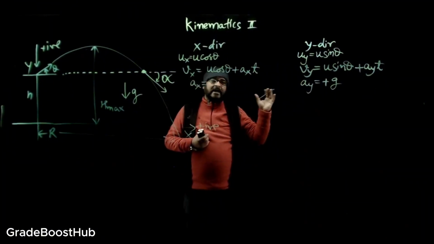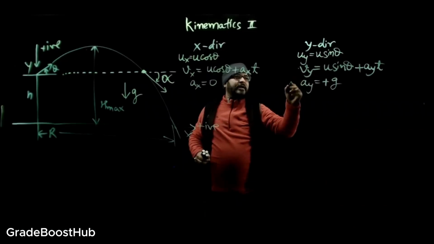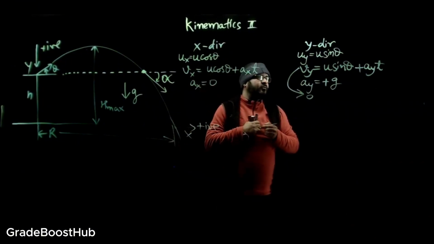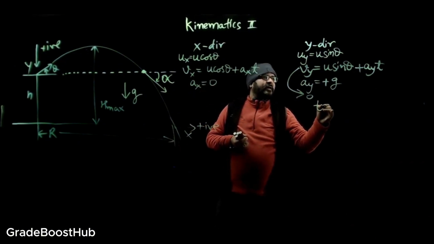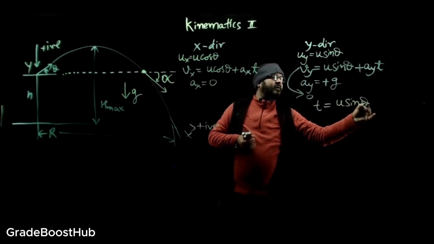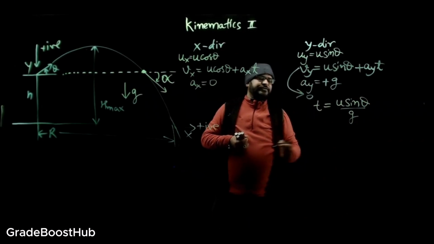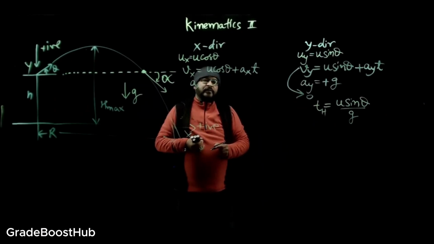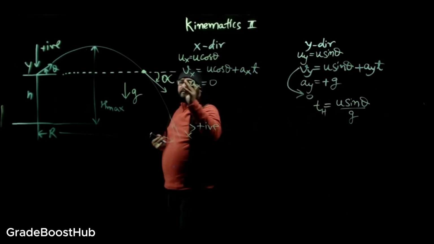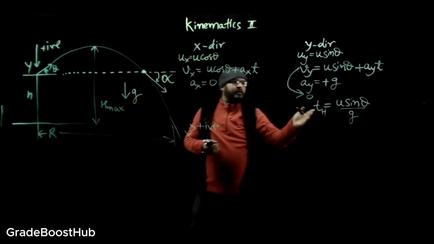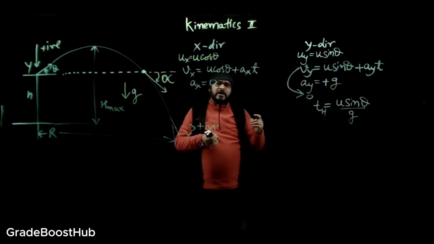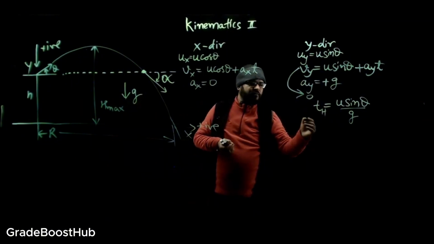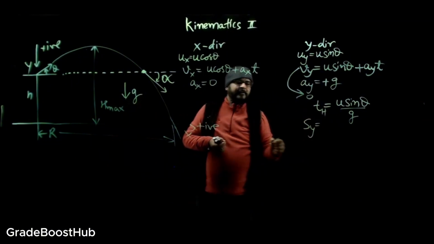Right. Now what happens for the h max? At the h max, my Vy is going to 0. When my Vy is 0, I know the time is given by u sine theta upon ay, which is again g. Right? So this is my time to reach the maximum height. Now, how can I calculate the maximum height? I can use the third equation of motion. I could do second equation of motion, Sy.